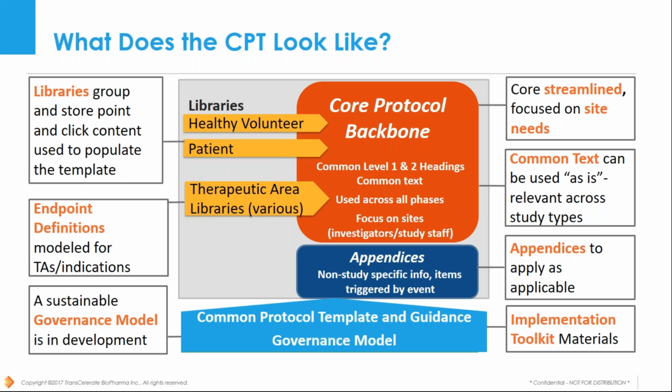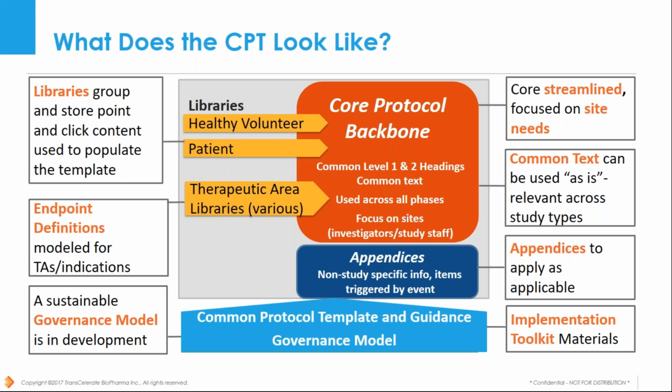The second component is that of the libraries. The libraries are broken down into 2 different types. We have participant libraries and therapeutic area libraries. The participant libraries consist of the healthy volunteer library, a patient library, and we also have a pediatric library. The therapeutic area libraries are where you would find endpoint definitions that are modeled for specific therapeutic area and indications. The libraries use functionality where we're able to point and click in the library and then automatically populate the core backbone when you're using the tech-enabled edition.